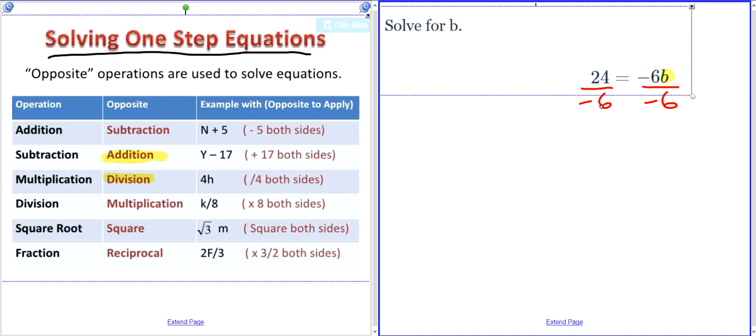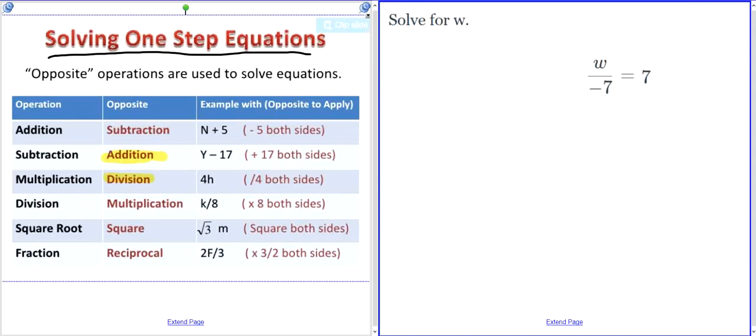Okay, and 24 divided by 6 is 4. And since it's positive divided by a negative, it's -4. And the -6 divided by -6 becomes 1, and 1 times b is b. These are one-step equations. The main thing you need to know is opposite operation.